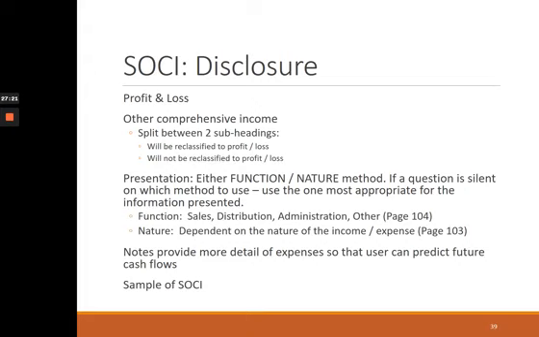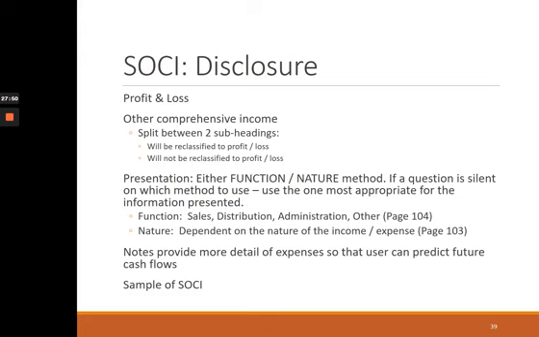So the function method would mean that you would have to classify your income and expenses as sales, distribution, admin, or other. And if you're using the nature method, you would simply list your income and expense items dependent on the nature of that income and expense. Your notes will provide more details of expenses so that the user can predict future cash flows.